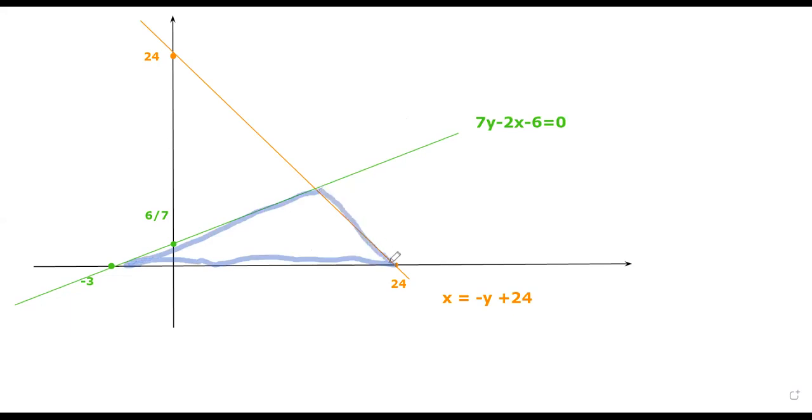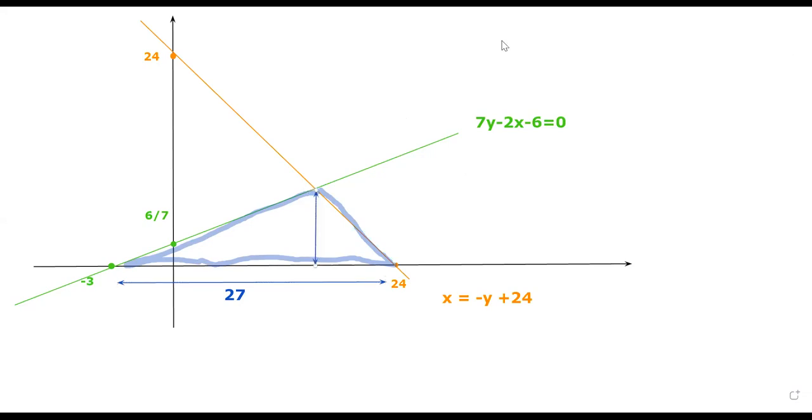Now, just by the look of it, you can immediately see that this triangle has a base of 27, right? Because it extends from -3 to our 24. So as long as we can find out this height, then we are done, right?